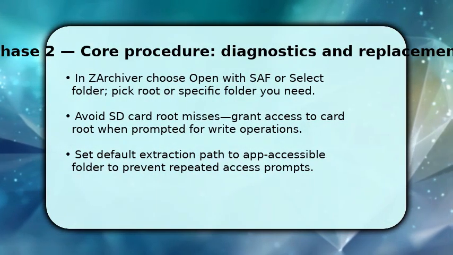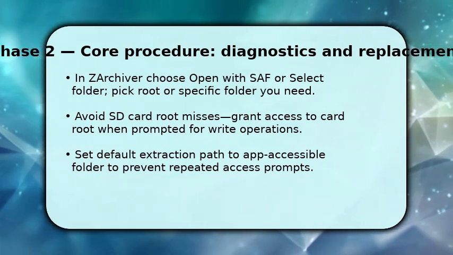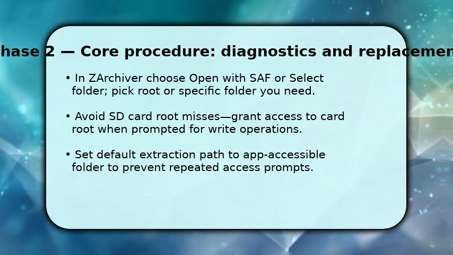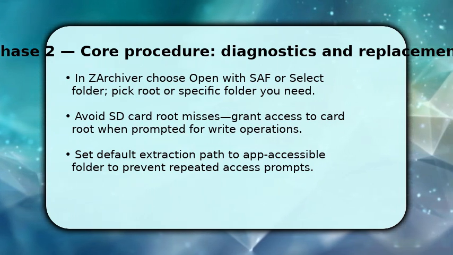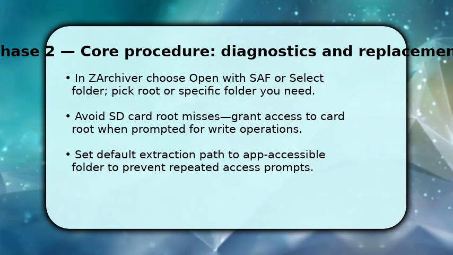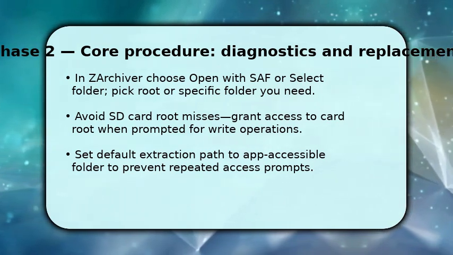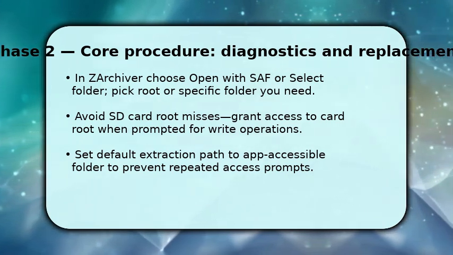Next, you handle detailed access paths by using the Storage Access Framework inside Zarchiver. When opening an archive, choose Open with SAF or select Folder and navigate to the exact directory you want. This lets Android hand Zarchiver a persistent URI permission. If working on an SD card, make sure you grant access to the card root, otherwise writes will fail.